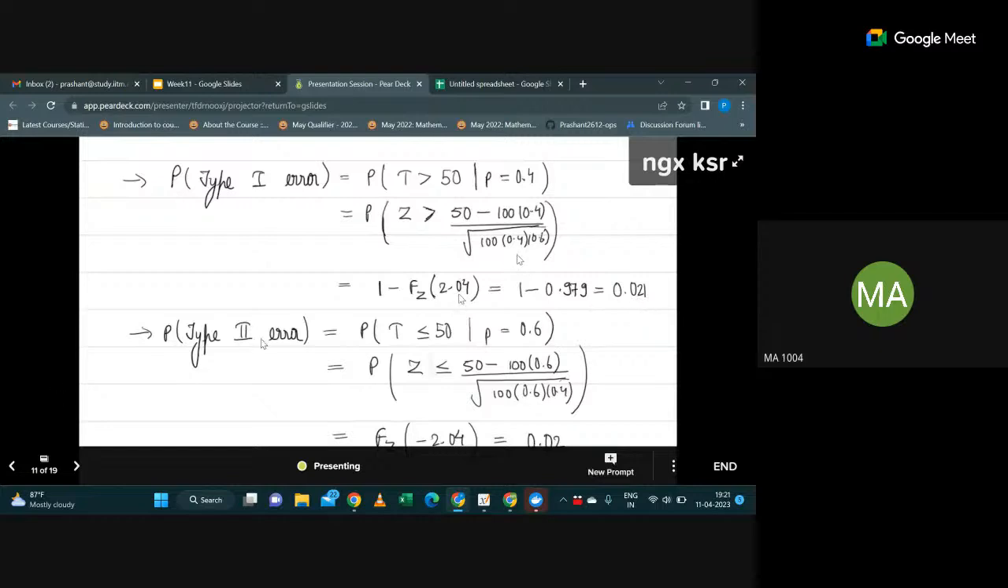Now, what is the probability of type 2 error? The probability of type 2 error is the probability of accepting H naught when H1 is true. If T is greater than 50, I reject H naught, so for less than or equal to 50, I will accept. Correct? At the given p equal to 0.6, as stated in the question. For this, I have to check the probability that I will accept my H naught. So this becomes Z less than or equal to 50 minus 100 into 0.6, because in this case p is 0.6, divided by the square root of 100 times 0.6 times 0.4. So it will be F(minus 2.04), which is nothing but 0.021. Okay, is this clear to all of you?